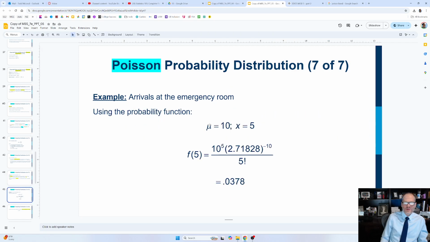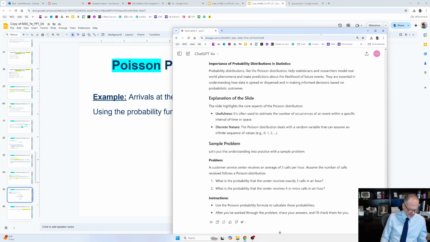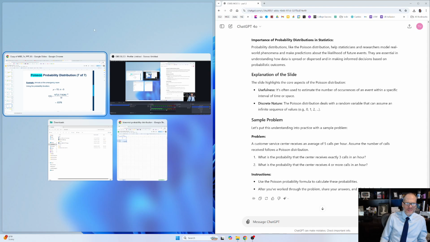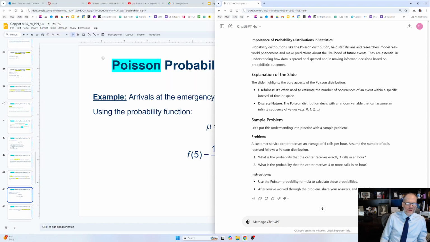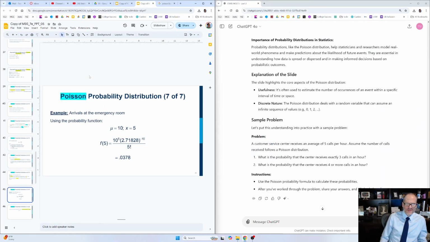Arrivals at the emergency room, here's our mean, here's the number of arrivals. So f of 5 is 10 to the 5th, times the magic number e to the negative 10, divided by 5 factorial. So now let's take this and put this over here, and put this over here, and put that over there, and we'll calculate this one.